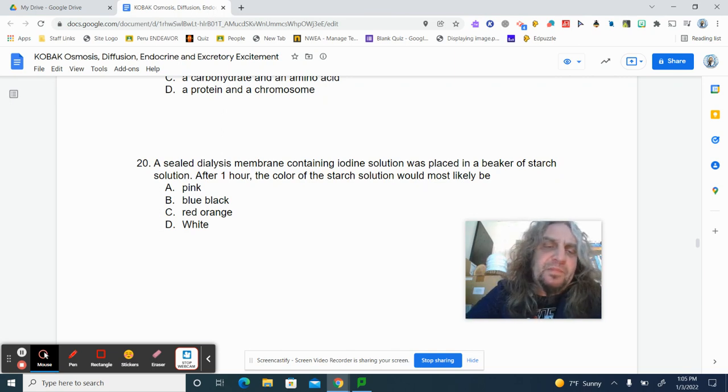Number 20, a sealed dialysis membrane containing iodine solution was placed in a beaker of starch solution. After 1 hour, the color of the starch solution would most likely be A, pink, B, blue-black, C, red-orange, D, white.